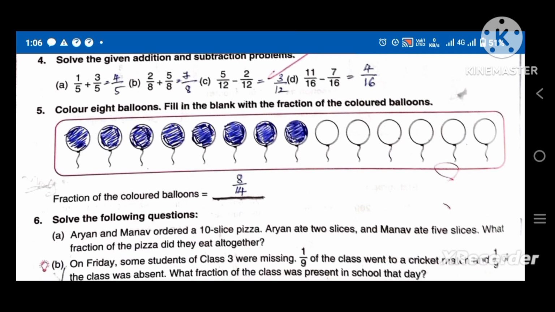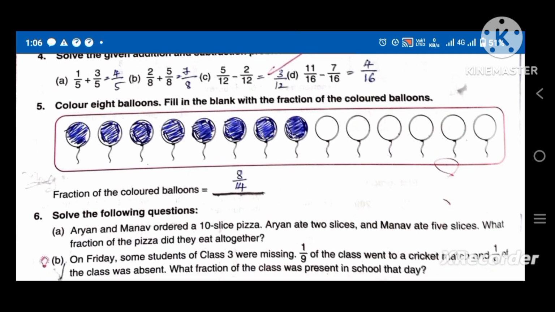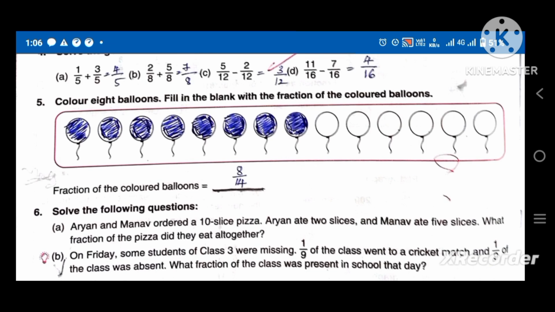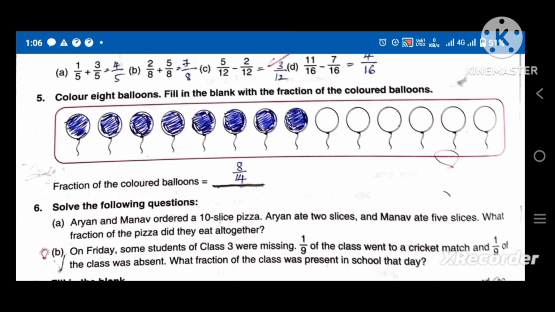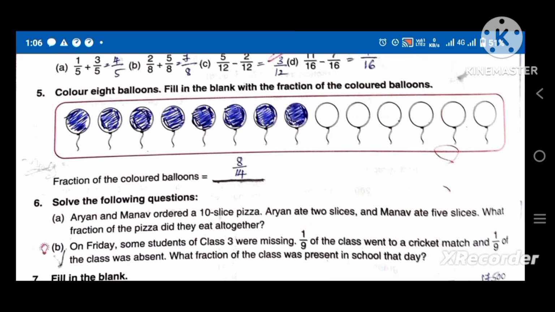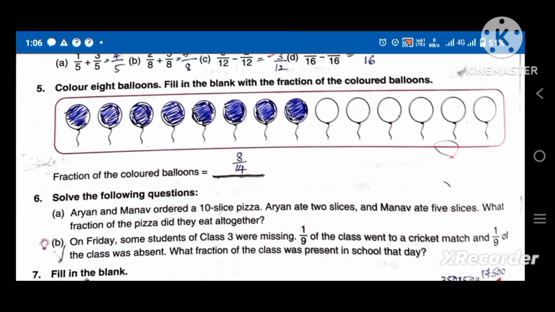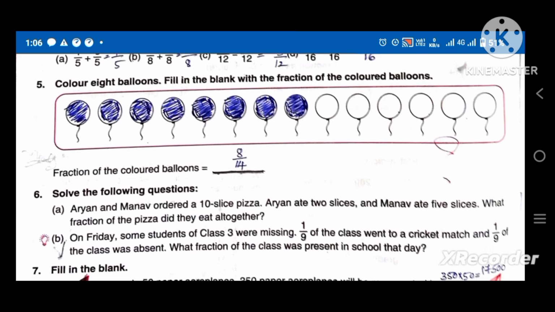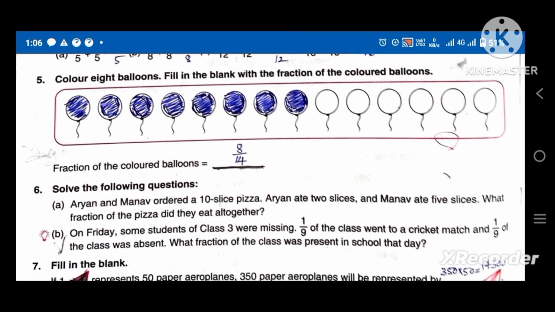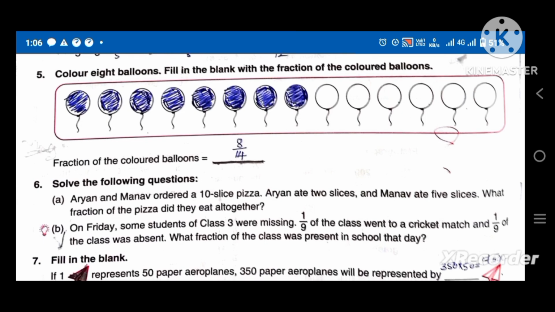Fifth main, color 8 balloons. Fill in the blanks with the fraction of the colored balloons. There are 14 balloons. 8 balloons are colored. The fraction of the colored balloons is 8 by 14.